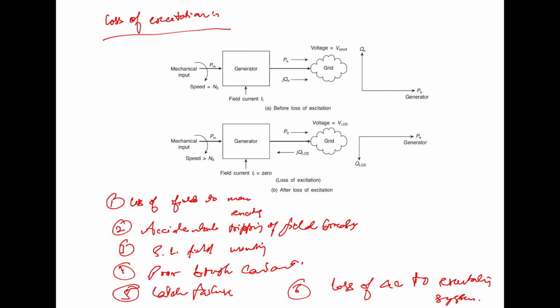Now, as you know, the generator develops both real and reactive power as shown here. It will deliver both real and reactive power to the grid. The real power comes from the turbine, while the reactive power comes from the field excitation. Consider a generator delivering complex power to the grid, that is PE plus jQE.